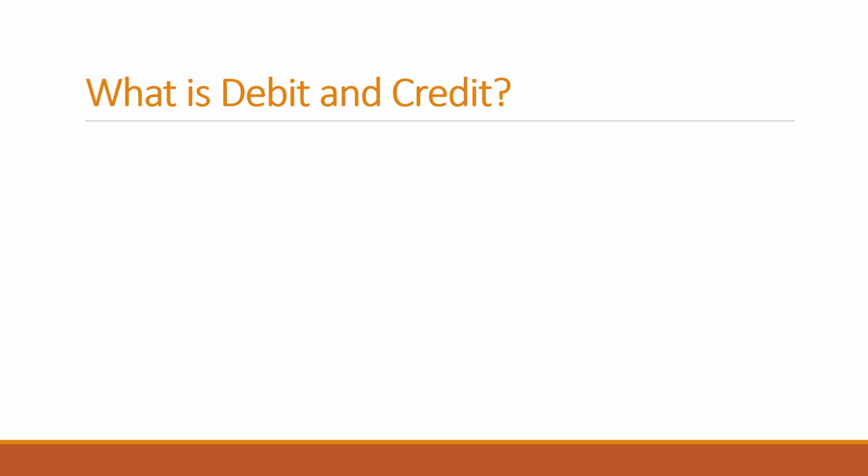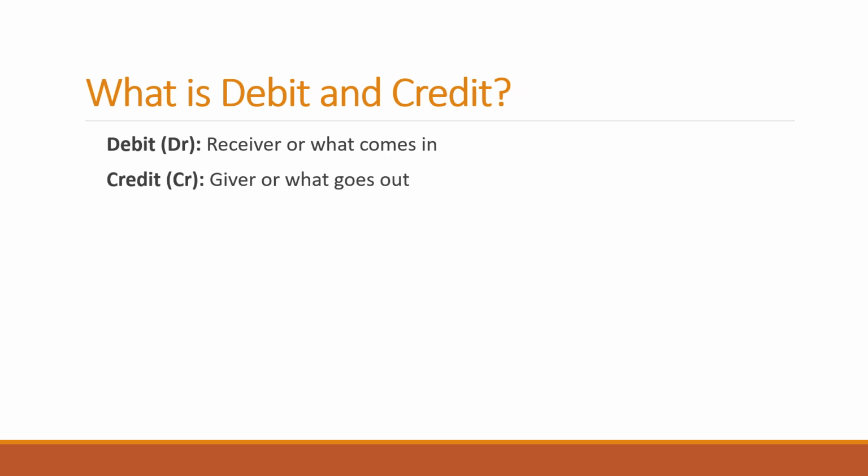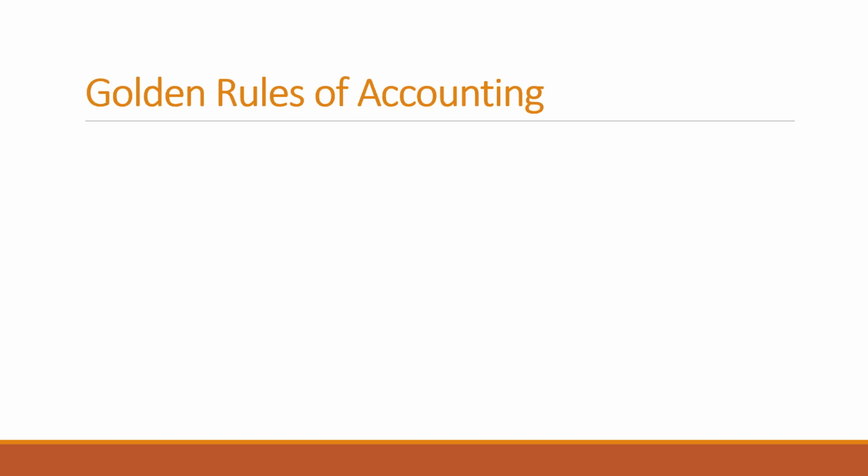Now, let's make debit and credit very easy. What is debit? Debit means the one who receives. Credit means the one who gives. So, just ask one question: who is receiving? That person will be debited. Who is giving? That will be credited. What is the memory trick to remember? DR and CR.